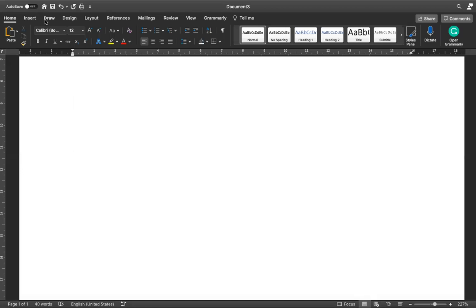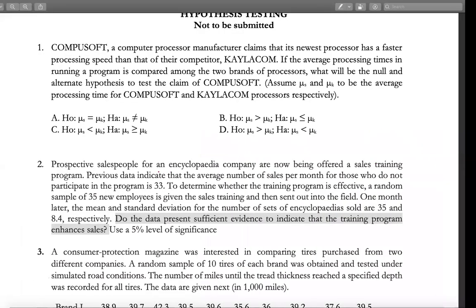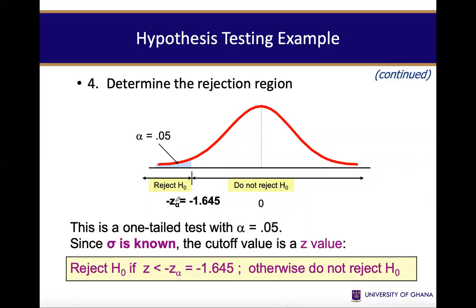Okay, maybe I will explain something small to you. All right, so this is our normal distribution curve, right? And normally that is what we are dealing with. Now, the rejection region we are talking about is that region that allows us to reject the null hypothesis when the test statistic we will calculate falls within that region.